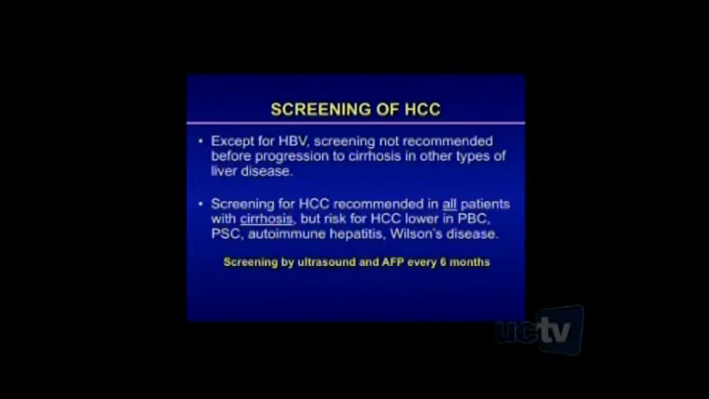The risk is lower in certain types of liver disease, for instance, primary biliary cirrhosis, primary sclerosing cholangitis, autoimmune hepatitis, Wilson's disease, but they still need screening. But the risk may be a little bit lower.